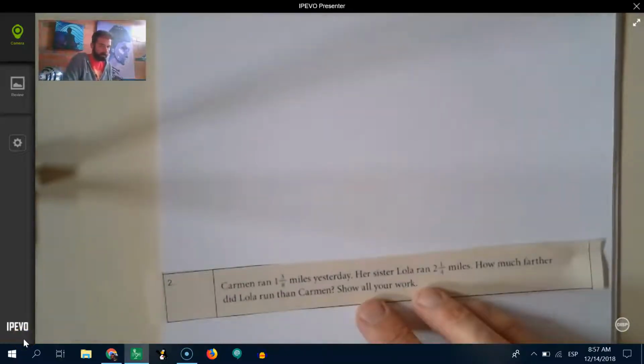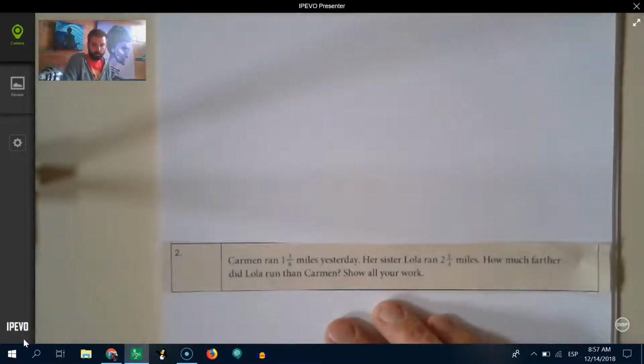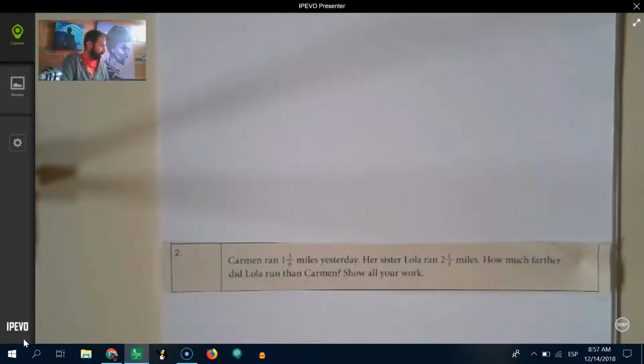Okay, so here's number 2. Carmen ran 1 3/4 miles yesterday. Her sister Lola ran 2 1/4 miles. How much farther did Lola run than Carmen? Show all your work. What kind of a problem am I doing?